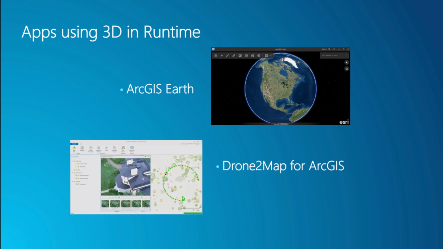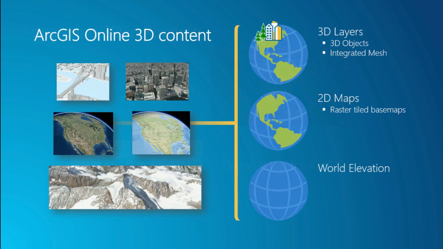Drone to Map is another application that leverages runtime in both 2D and 3D. It's designed to be used in the field, gathering information, imagery from drones in the field, and being able to work with that imagery more effectively in both 2D and 3D. Runtime is used for visualization in that application. In addition to that, so use of 3D within applications that Esri builds and then provides to the community.